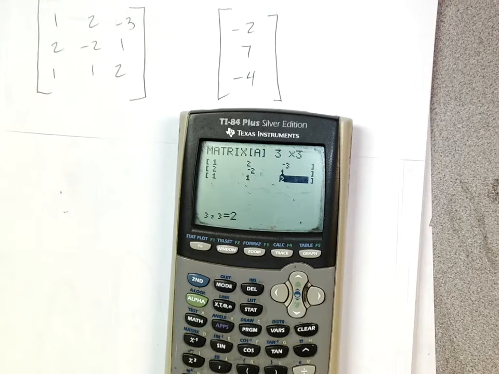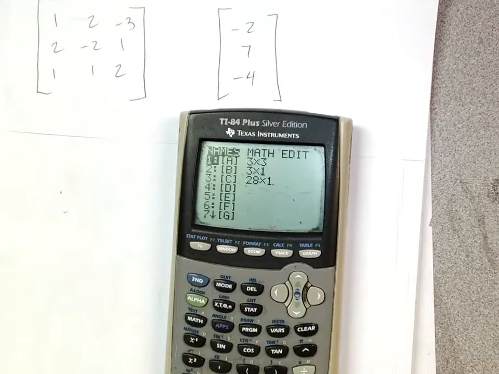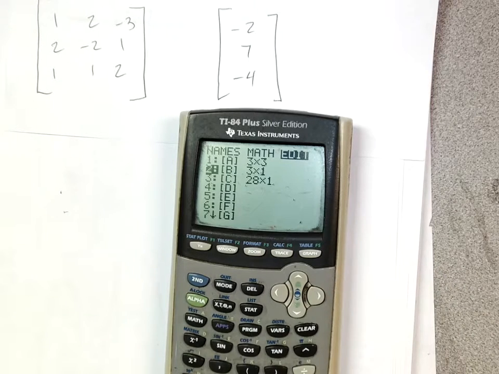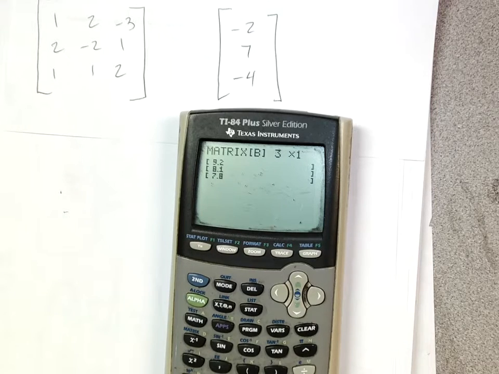Okay, so now, what am I going to do? So now we need to make B. So step 5, let's go to matrix again. Second matrix. We want to make B, okay? So we're going to go back to edit B. Step 6, we're going to go edit B, okay? Enter. B's got to be a 3x1. Okay? Enter data, -2, 7, -4.